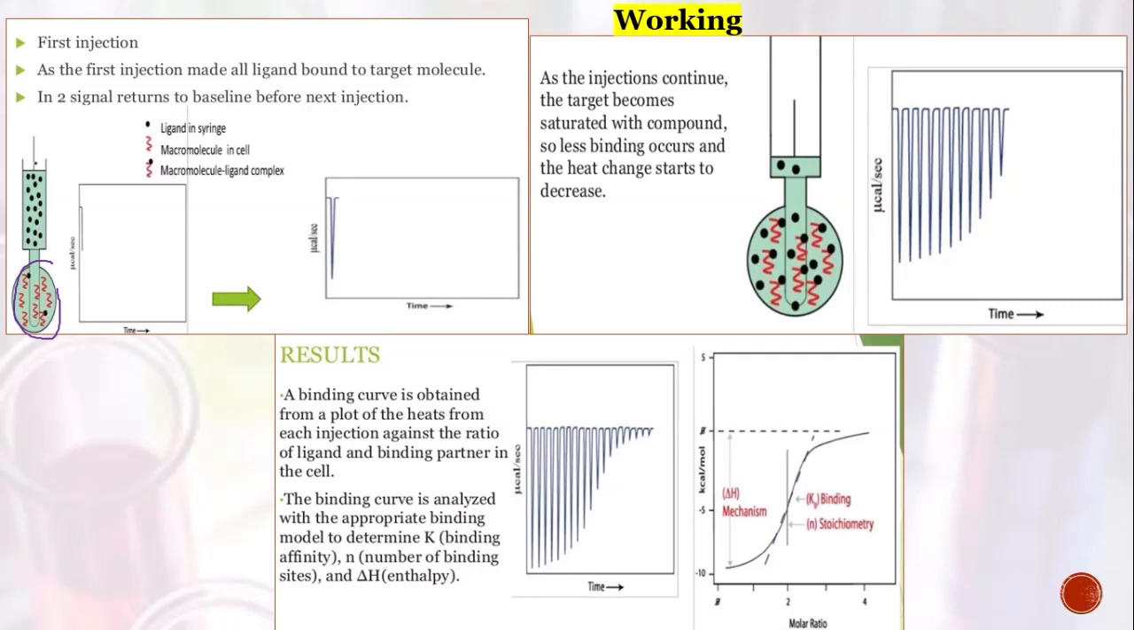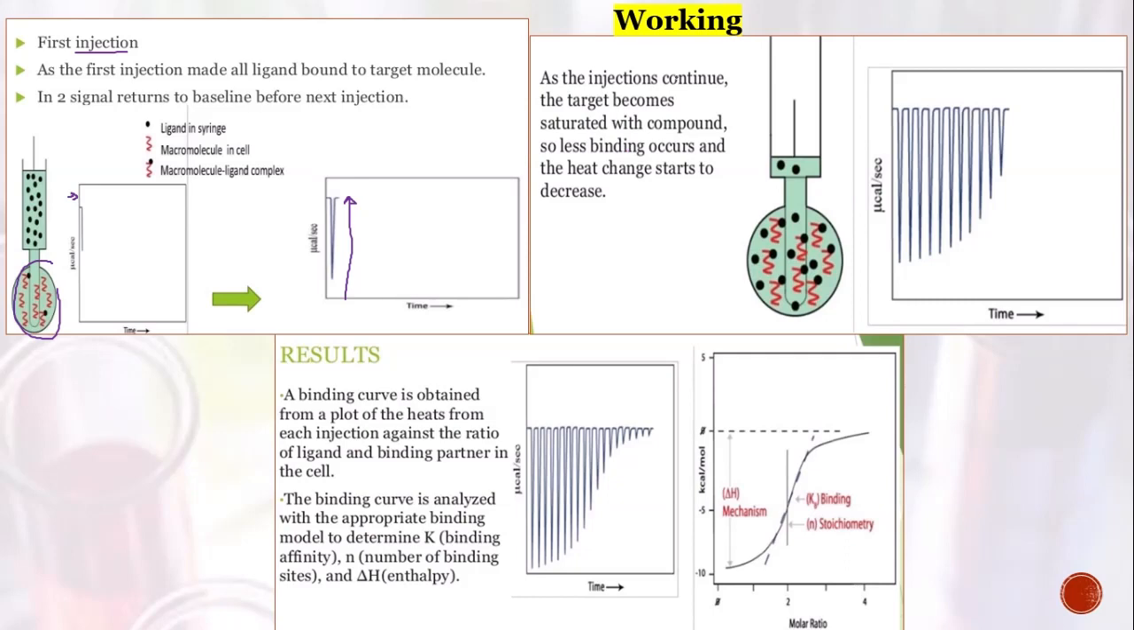We want to now inject the ligand that is in the syringe, and here in our sample cell we have the macromolecule, maybe your protein. So we do a first injection. As the first injection is made, all the ligand is bound to the target, and the signal returns to baseline. You can see this in this graph here. So you have done the first injection, and we are having the macromolecule-ligand complex binding, and then we have the return to baseline in preparation for the next injection.